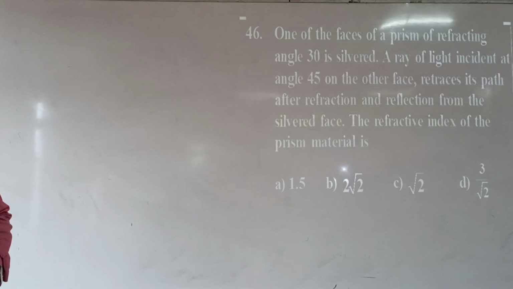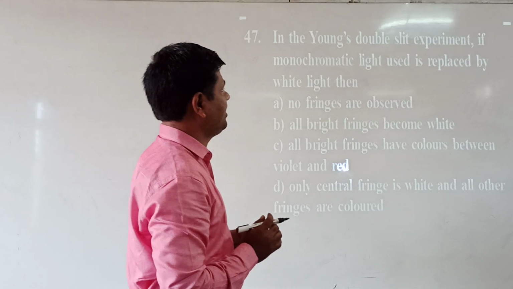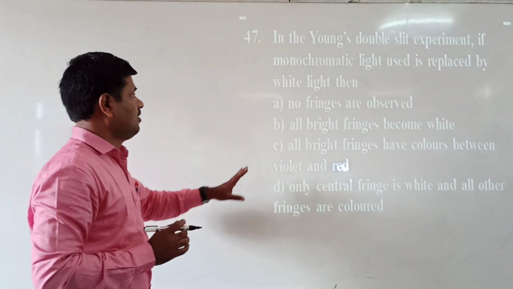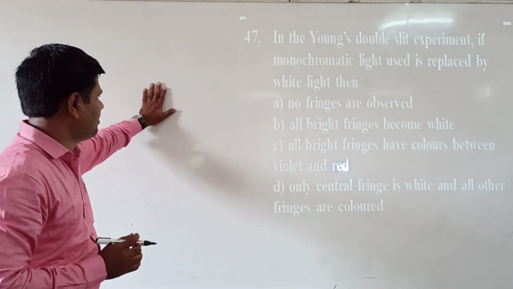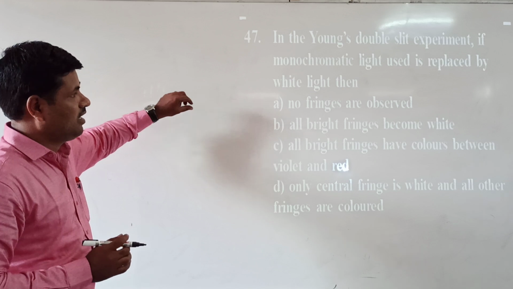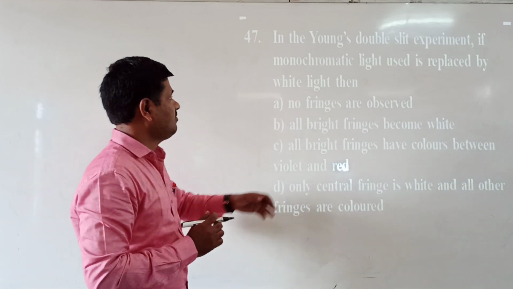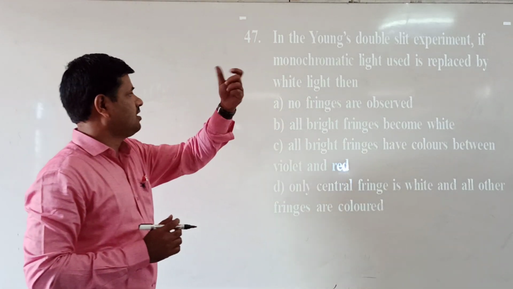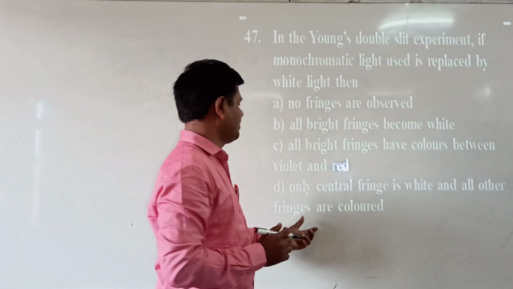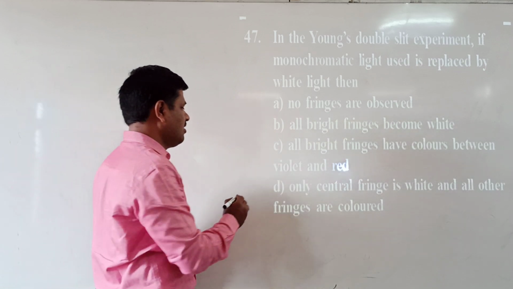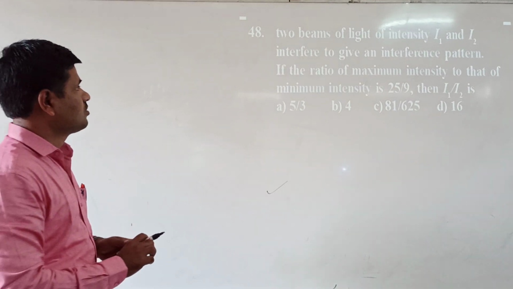Next, we come to question number 47. In the Young's double slit experiment, if the monochromatic light is replaced by white light, what happens? When we use monochromatic light, the center is a bright fringe, and the surroundings have bright and dark fringes. But when the monochromatic light is replaced by white light, only the central fringe is white, and all the remaining fringes are colored. Which option is correct here? Option D is correct.